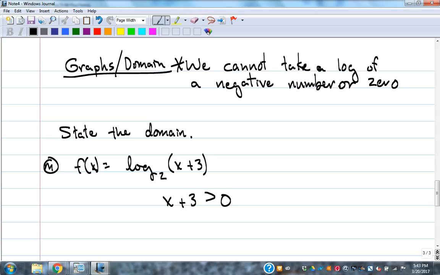All right, so we set that greater than 0 and solve it. x has got to be greater than -3. So the domain is from -3 to infinity.